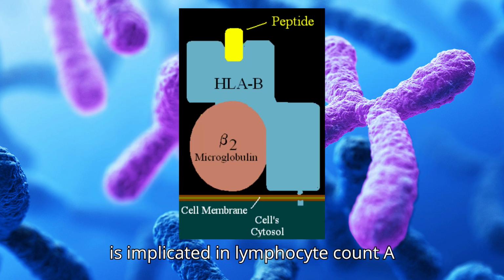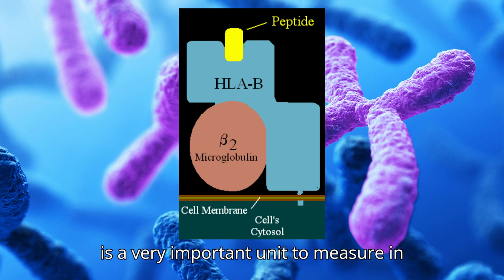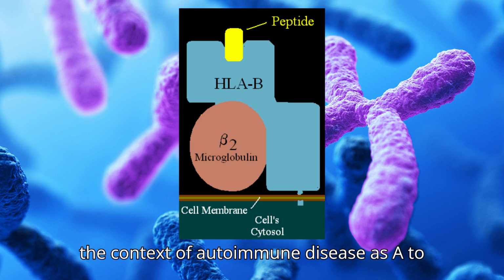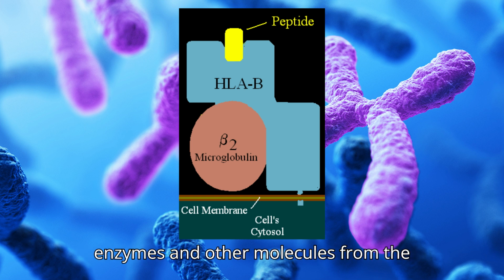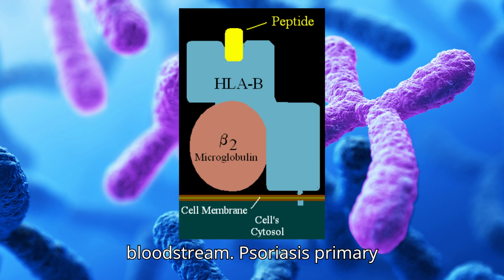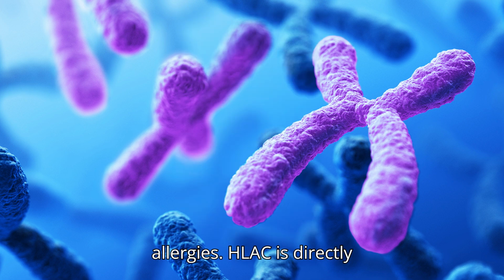HLA-B is implicated in lymphocyte count, A2M levels, which is a very important unit to measure in the context of autoimmune disease, as A2M is a protein involved in clearing enzymes and other molecules from the bloodstream. Also psoriasis, primary sclerosing cholangitis, monocyte count, as well as various allergies.